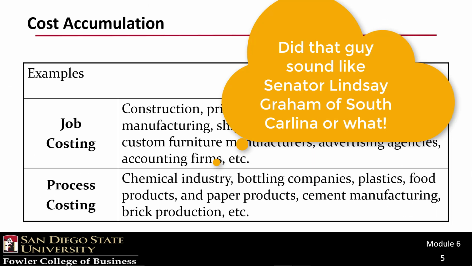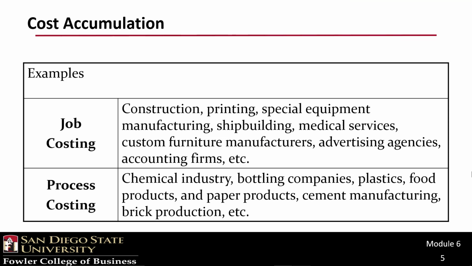Okay, so welcome back. As examples, we think of doing job costing when we think about construction, printing, manufacturing, shipbuilding, medical services, ad agencies, accounting firms. All these tend to use job costing. And then we think about process costing when we think about the chemical industry, bottling companies like Coca-Cola, plastics, food production, paper products, cement manufacturing, brick production, etc. So a list of things that are all the same and kind of inseparable from one another.